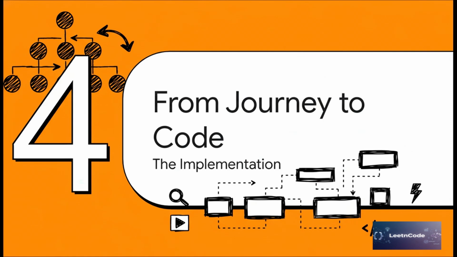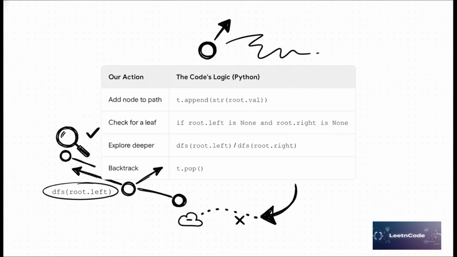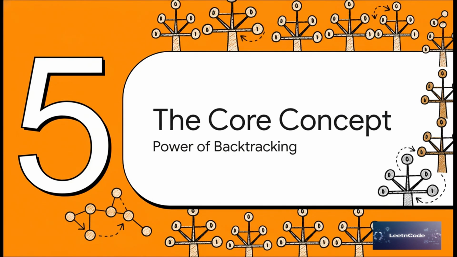So seeing it visually makes a ton of sense, right? But how does this elegant idea actually translate into code? You might be surprised by how simple and direct it is. Check this out. Every single action we just took has a direct counterpart in the code. Adding a node to our path, that's just t.append. Checking if we're at a finish line, that's a simple if statement. Exploring deeper, that's where the function calls itself. That's recursion. And that magic undo button, backtracking, it all comes down to one beautiful little line: t.pop. That one command removes the last node and takes us one step back on our journey.